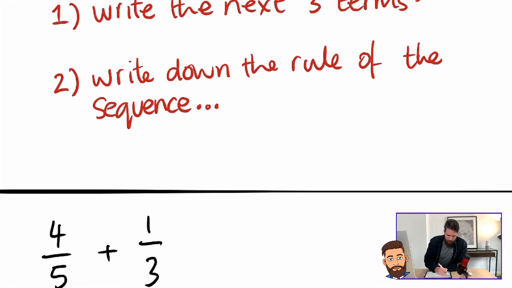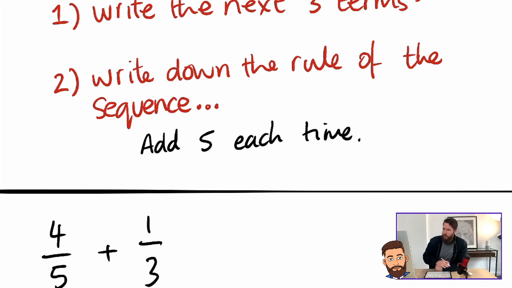And then it says, part 2, write down the rule of the sequence. Well, the rule of the sequence we just discussed is you add 5 each time, and that is all you need to do for that. So if I ever ask you just to write the rule of the sequence or describe what's happening to the sequence, you can just put it in a sentence. So you add 5 each time.